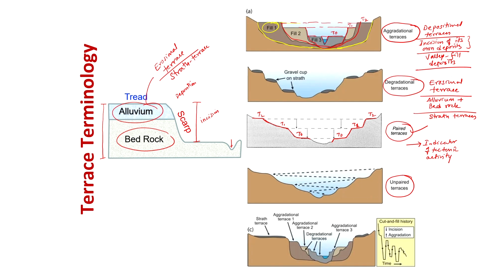Now, in the last figure, you can identify the strath terraces, where this one is the bedrock. So this is where it has incised, including the alluvium, and we will term this a strath terrace. Whereas the other one is the gradational terrace, where the incision is gained by its own deposit here.